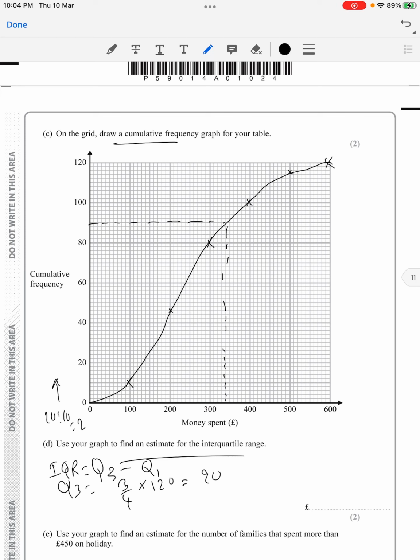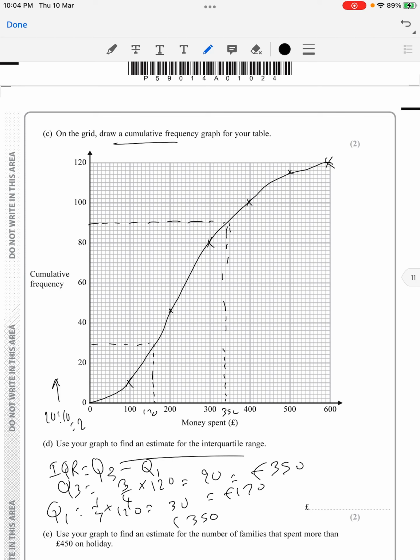your money spent should be 350. It should be coming approximately in the middle, so it should be getting 350 there. So yeah, euros 350. You have to find out the estimate, right? To find Q1 is a quarter of 120. So you have 30 on the cumulative frequency graph, and it should be approximately 170 euros, right?